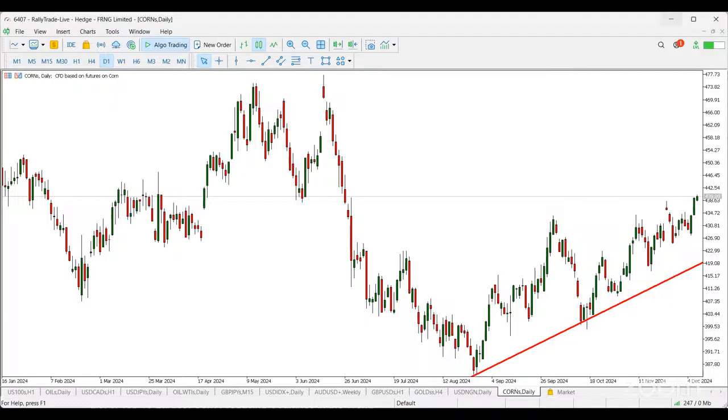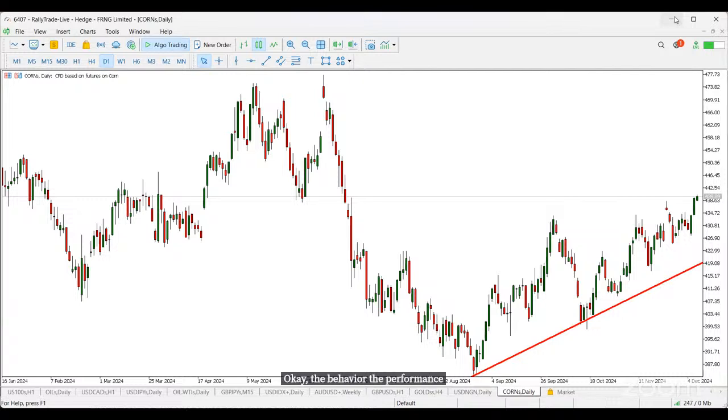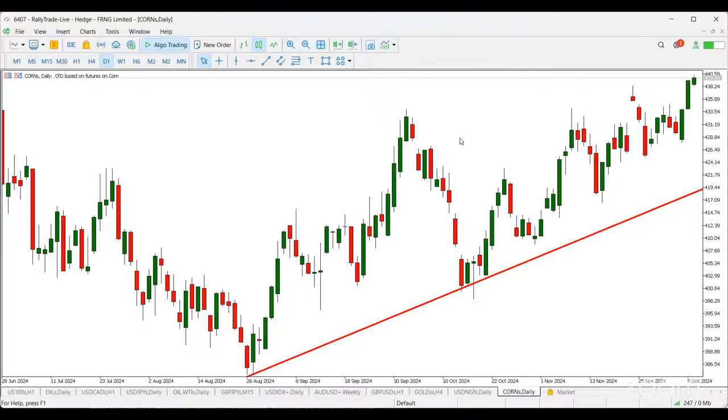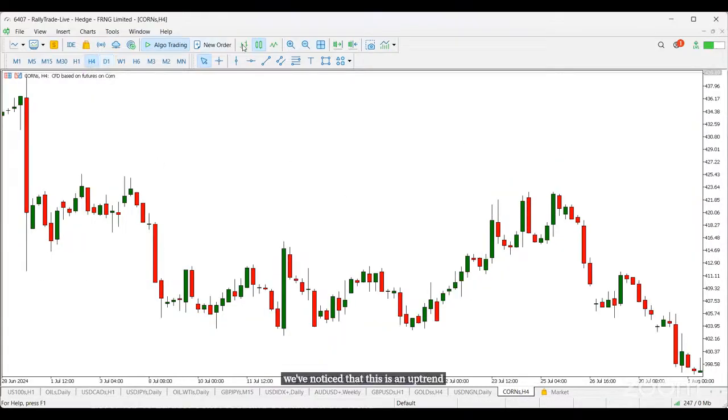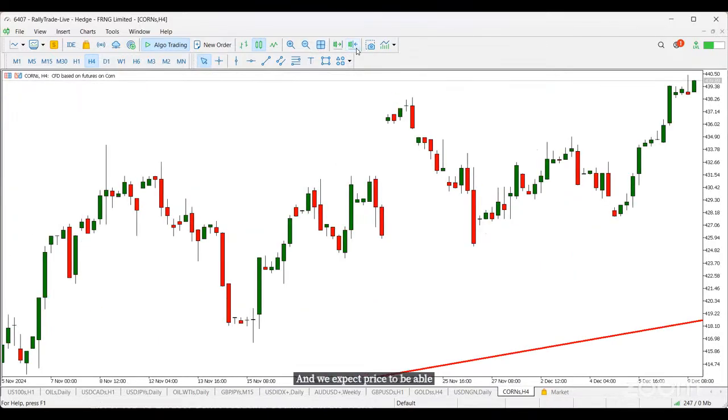Okay. Now, what we have on our chart here is the behavior of corn on the daily time frame. The performance of corn on the daily time frame. Now, let's zoom in a bit. We've noticed that this is an uptrend that corn is doing. So that means we expect price to make bullish moves.